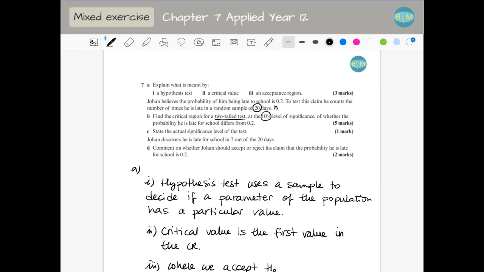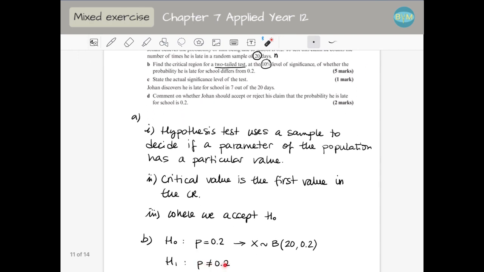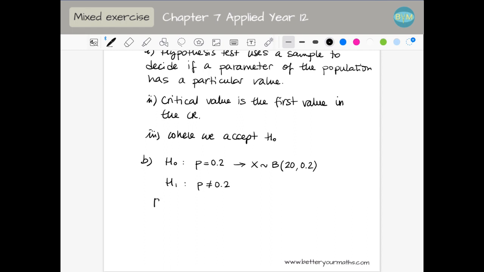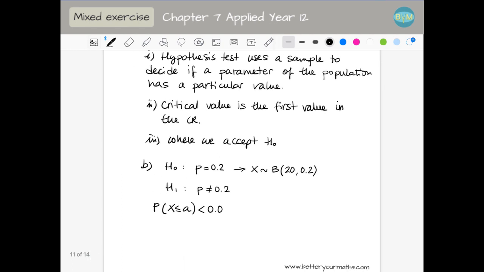This is a two-tailed test because I have different instead of greater or smaller, which means the level of significance is going to be split in half for each critical region. So we are having two critical regions. So probability of X being smaller than a value must be smaller than half the significance level, what was the significance level, 0.05, and then probability of X being greater or equal than b must be smaller than 0.05.